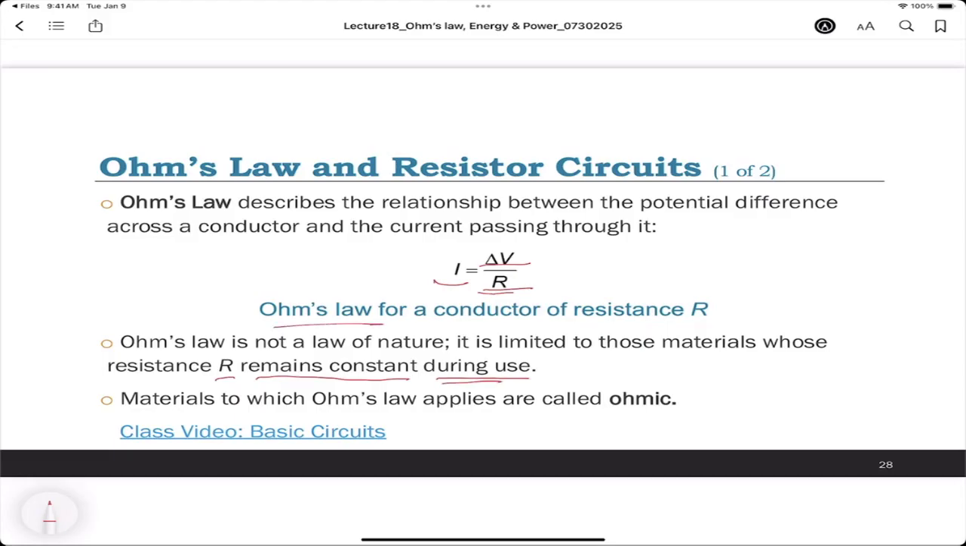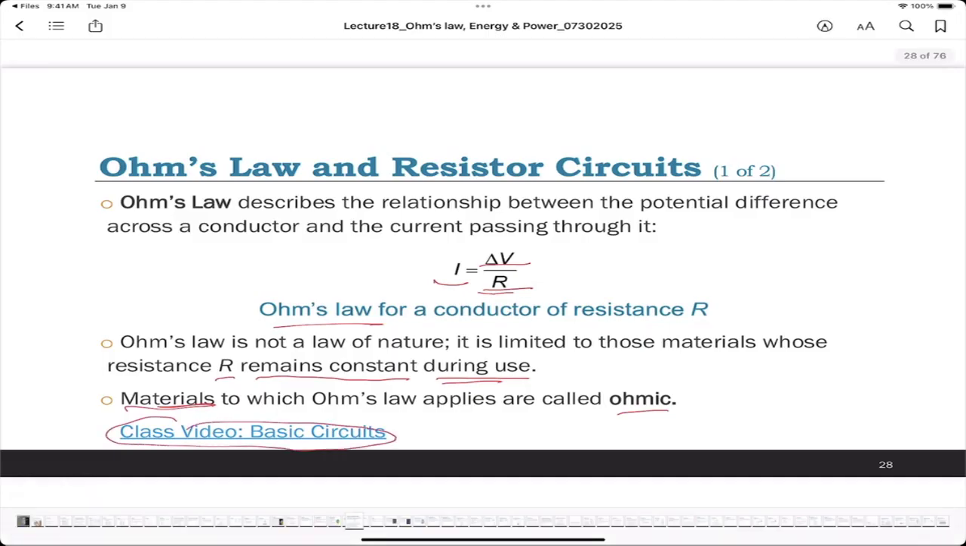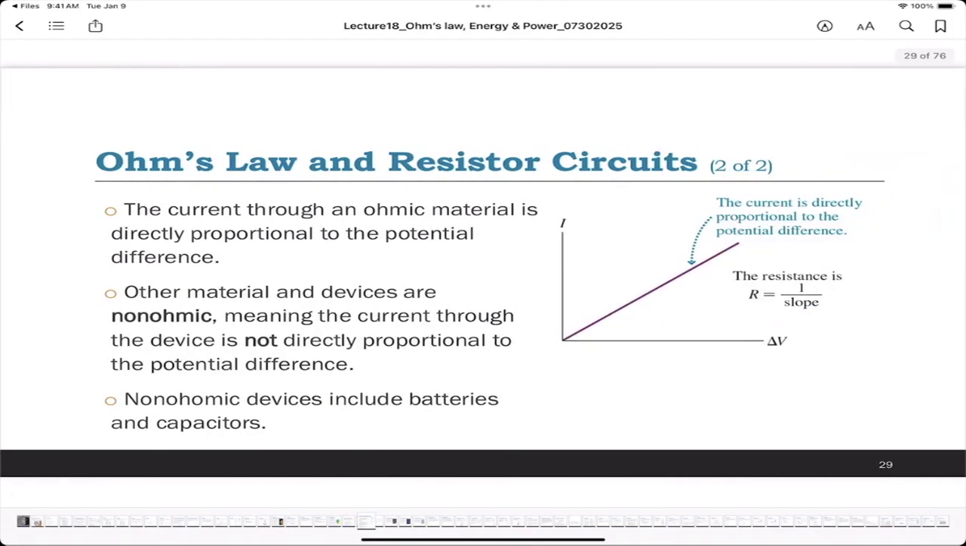Materials to which Ohm's law applies are called ohmic. We can call these materials ohmic. You also can view this class video for basic circuits. I will not play this video here. Okay, let's continue to talk about Ohm's law.